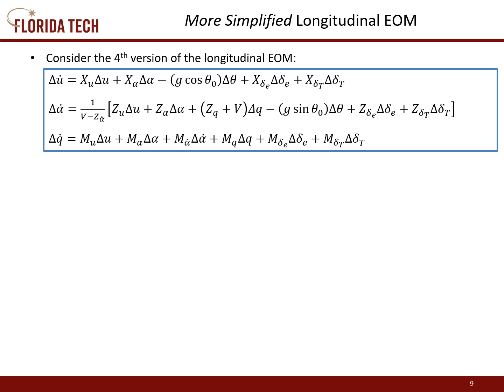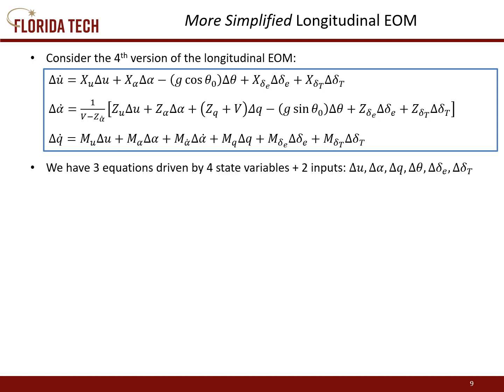So let's start with the fourth version of just the longitudinal equations of motion. We see that we get three equations, but really driven by four state variables or output variables plus the two inputs. So not very useful. So we really need a more simplified version of the equations. We can get that with the following assumptions.